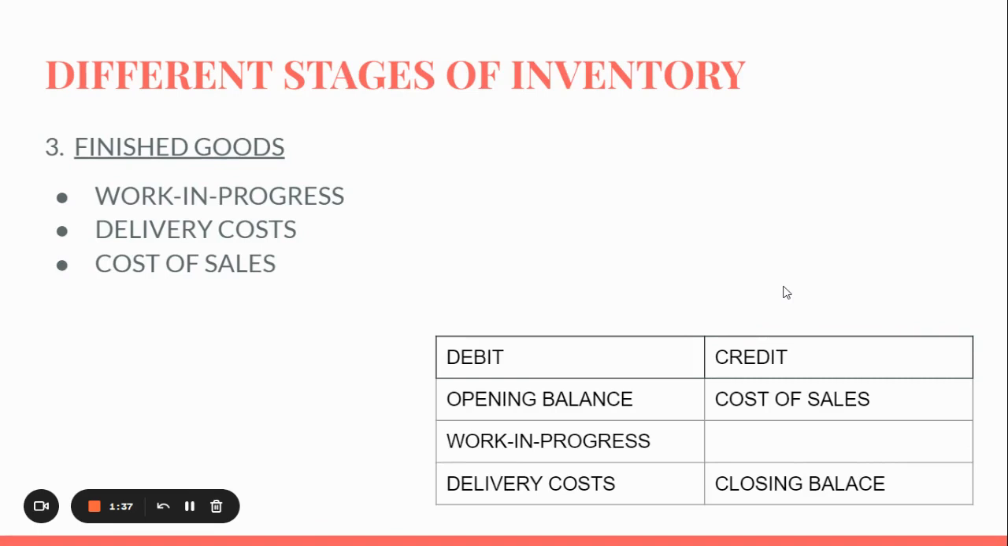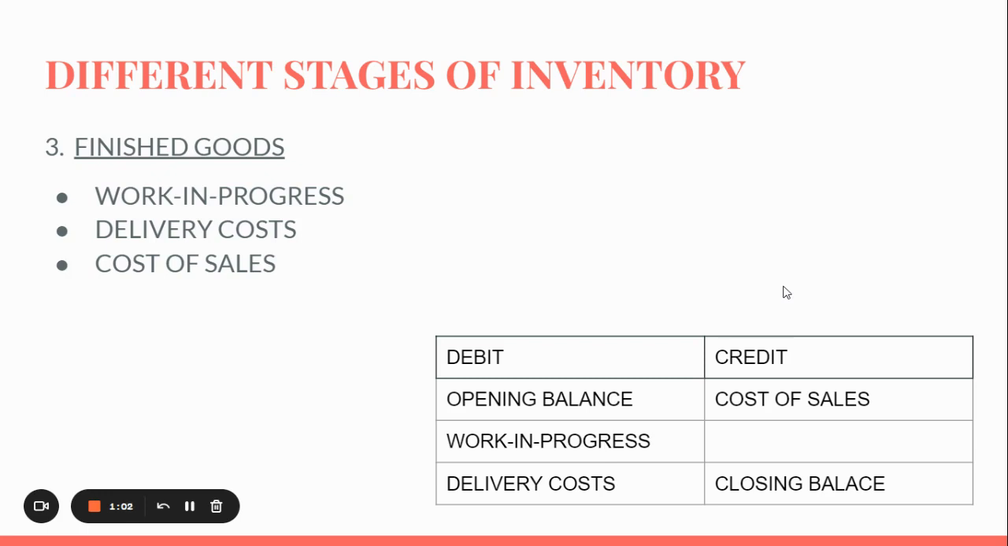Within finished goods, you'll find the total work in progress for the year, you'll find the total delivery costs for the year, and you will find your total cost of sales for the year. You'll ask yourself, why do we have delivery costs again in finished goods when we had freight in raw materials? That was the amount that was paid to obtain the raw materials, the freight to obtain the raw materials. But these delivery costs are delivery costs to get the goods to the customer.